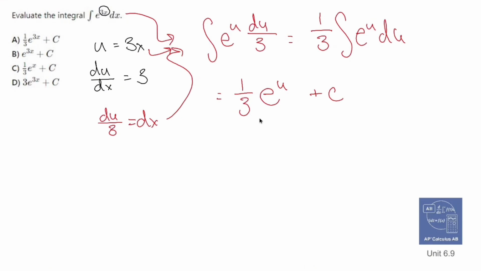And I'm not going to circle this because u is not in the original problem. So I have to bring back the fact that I called u 3x. So this becomes 1/3 e to the 3x plus c, which is going to be a.